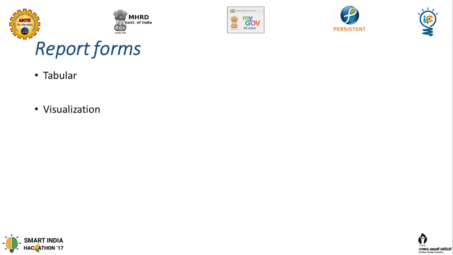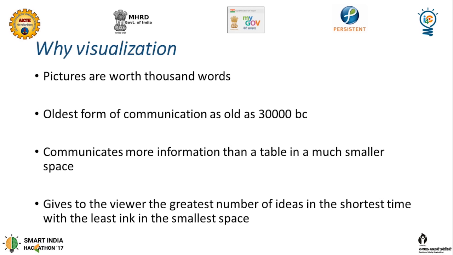Normally a report has two forms, one is tabular and the other is visualization. In the earlier session about data, if you have seen, there was a tabular report also, and there was a report that was visual, that is a bar chart. Tabular reports you normally know and they are widely used, but visualizations are most important and they are very powerful and effective. Why is it so? So why visualization is the question, right?